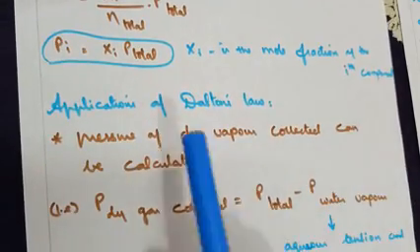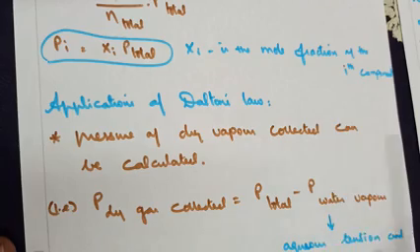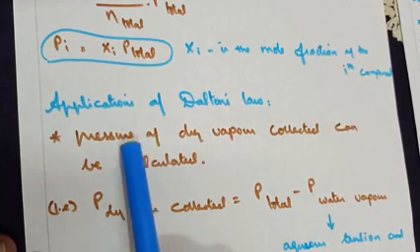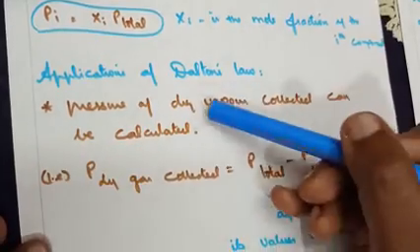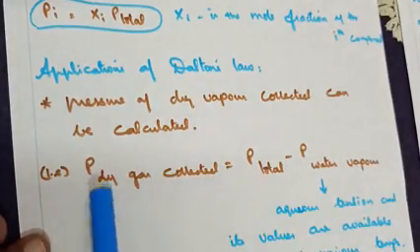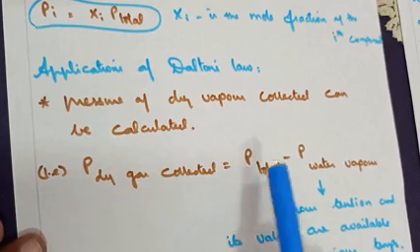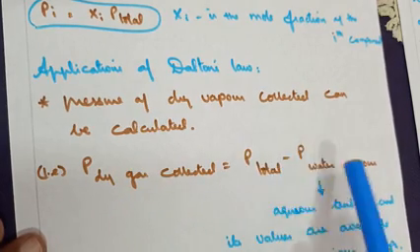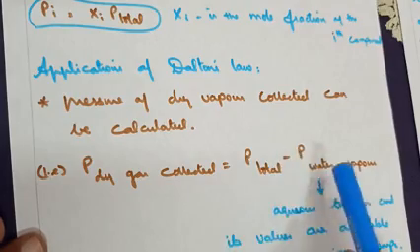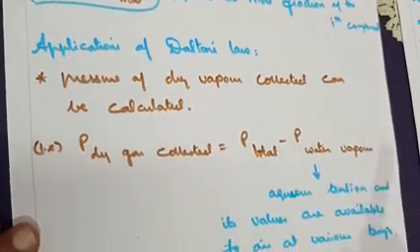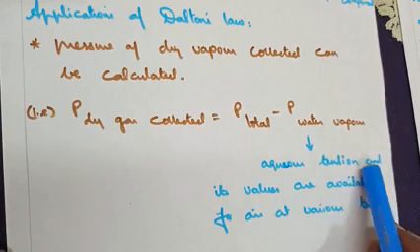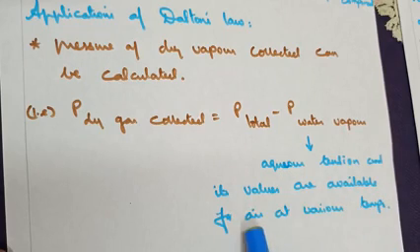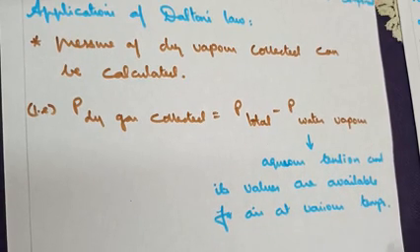Finally, one application of Dalton's law is used to calculate the pressure of a dry gas collected. In terms of the equation, pressure of a dry gas collected equals total pressure minus pressure of the water vapor. Now here, water vapor pressure is referred to as aqueous tension, and its values are available for air at various temperatures. Thank you.